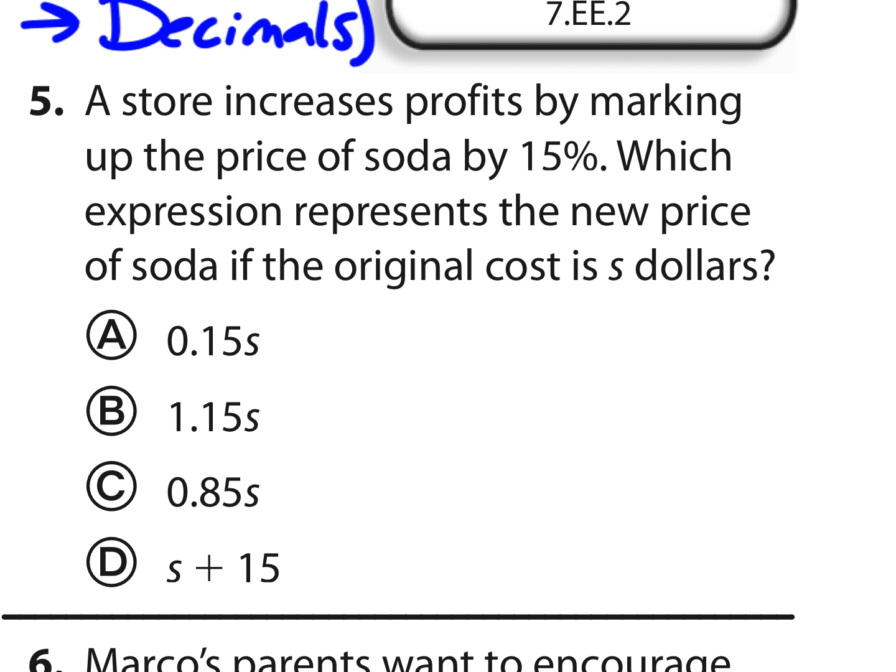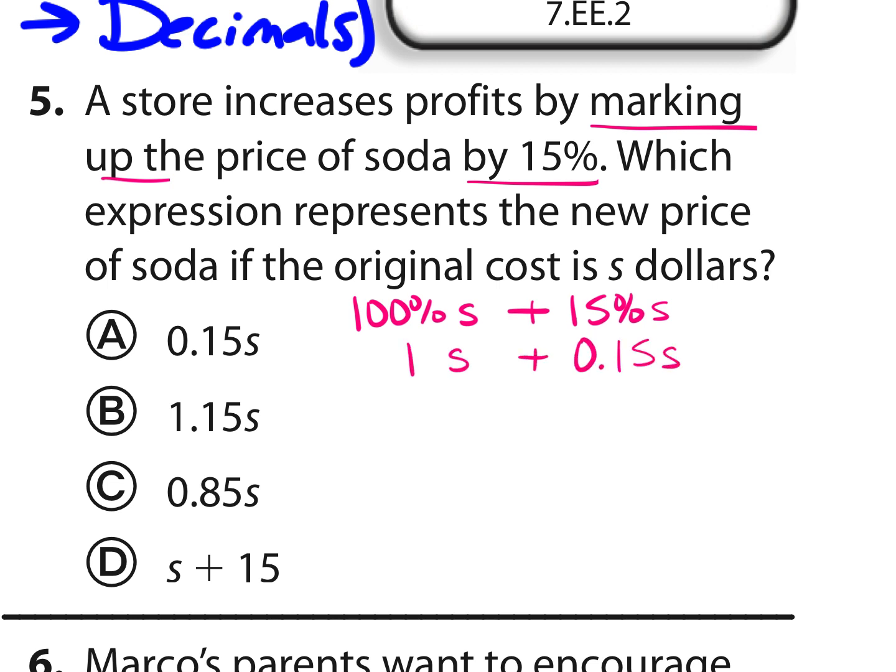Number 5, a store increases profits by marking up the price of soda by 15%. Which expression represents the new price of the soda if the original cost is S dollars? So if I take 100% of S, and we're going to mark this up, so we're going to add 15% of S. That's one expression that would mean this. We could rewrite that as 1S plus 0.15S. We could write this as 1.15S when we add those together, which happens to be answer choice B.